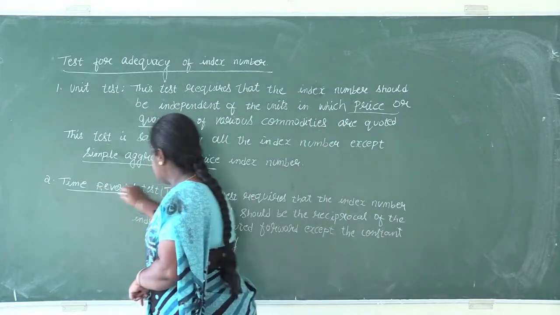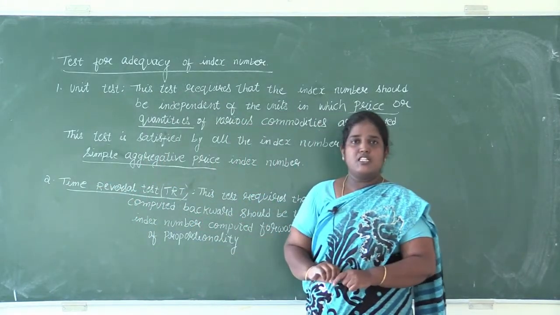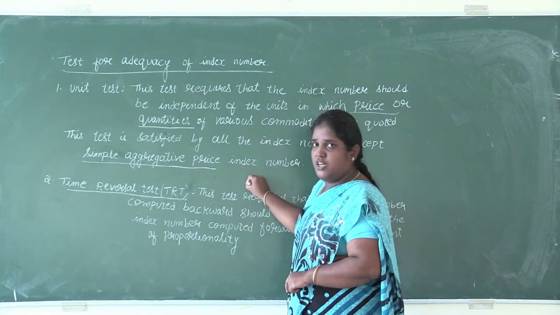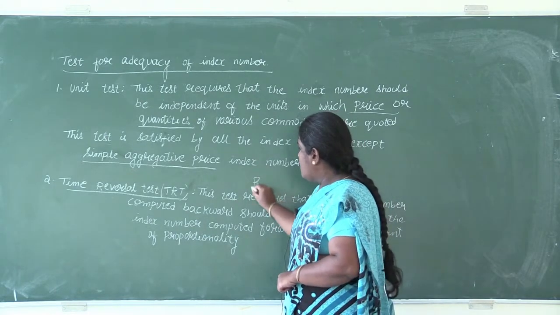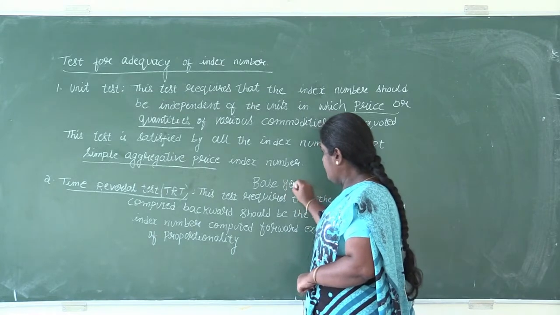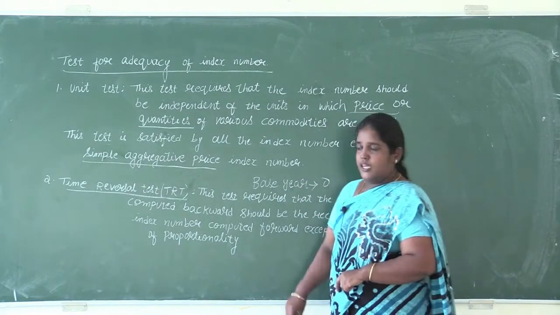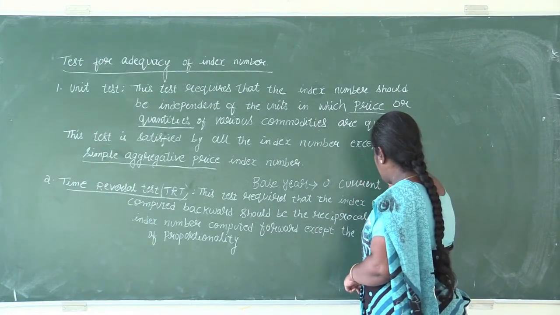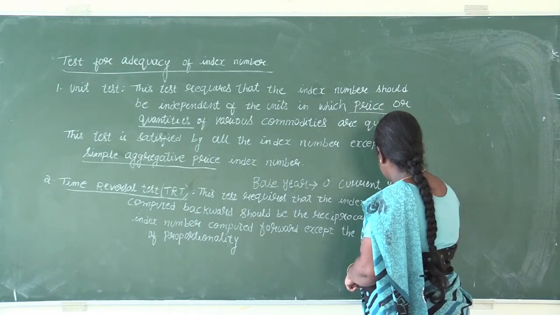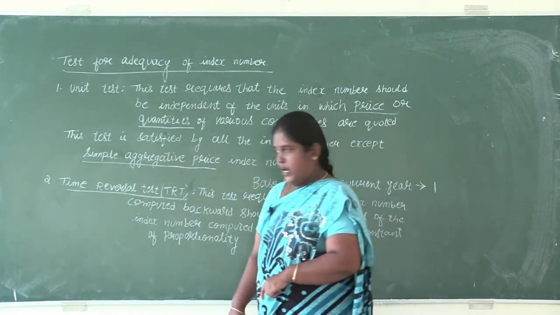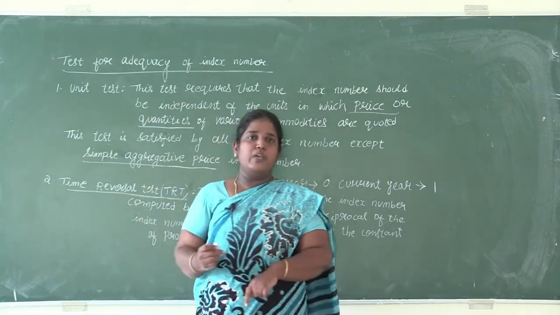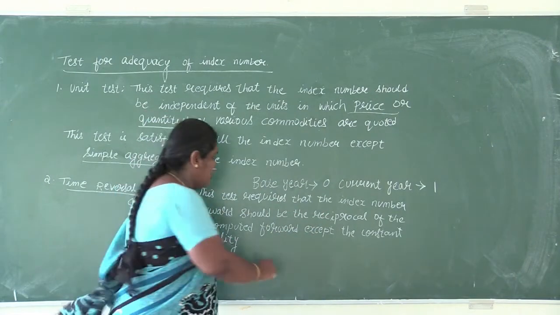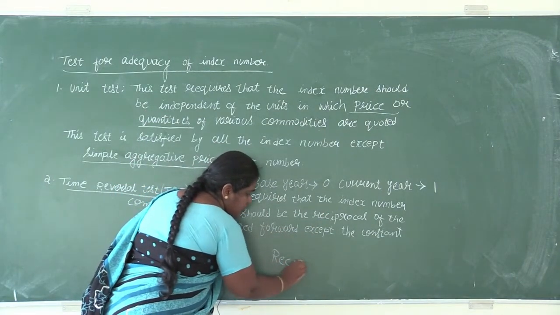The next method is time reversal test. Here the name itself specifies time reversal. What is the time that we are taking while computing the index number? We are taking the base year, which is denoted by 0, and the current year, which is denoted by 1. So base year symbol is 0, current year symbol is 1. Time reversal means whenever we interchange the base year and current year, the resultant index number should be the reciprocal of the earlier.